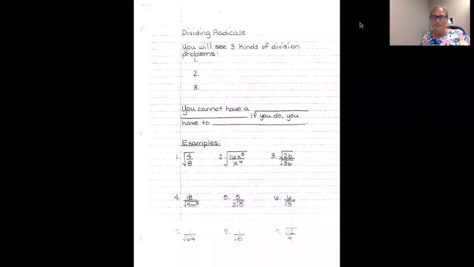Hey guys, today we're going to do a short video on dividing radicals. There are three kinds of division problems that you are going to see here. You already can see some examples of those down at the bottom.